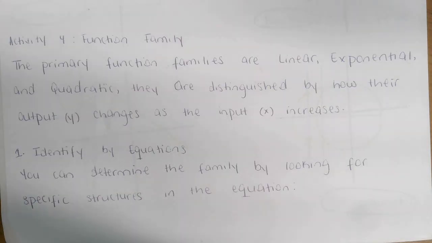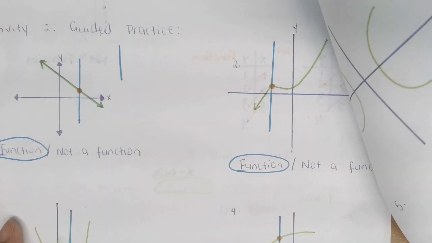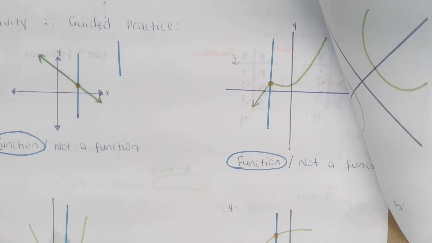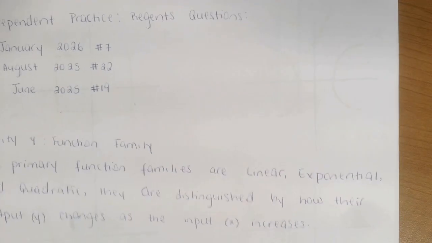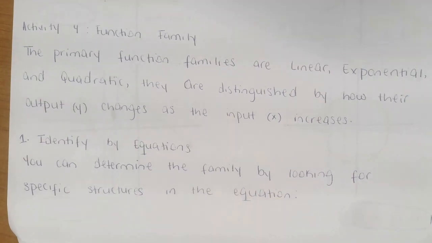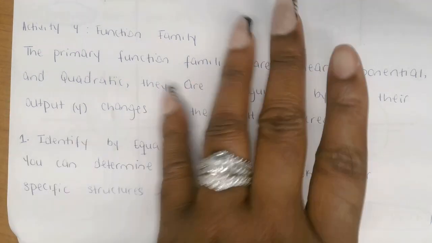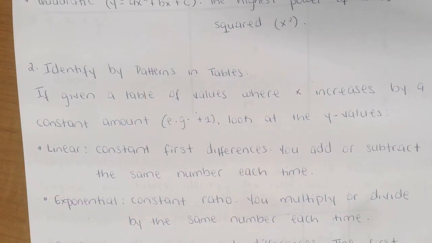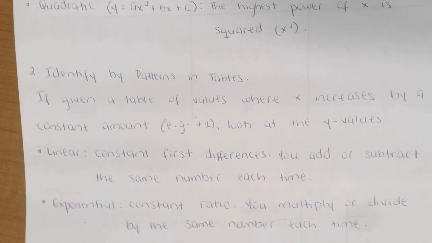A review of the last lesson we did: a little review on the graphing aspect, how to identify a function using a graph, and that's using the vertical line test to determine if it is a function or if it's not a function. For today, another way to identify if it's a function or not is through the function family. So one, you're going to identify by equations, or two, identify by patterns in a table.